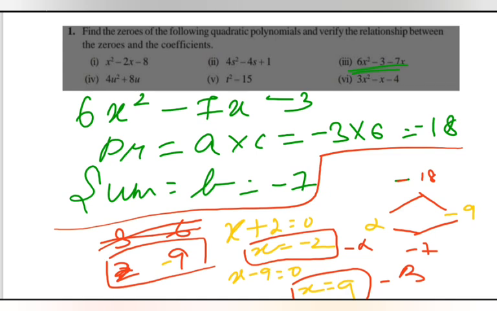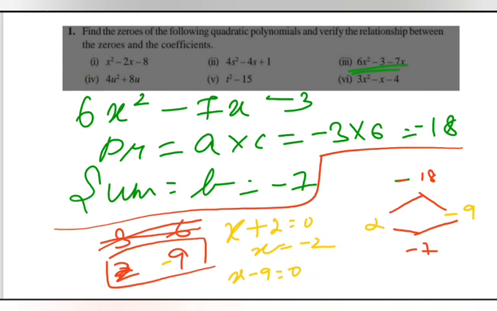Again, I'm sorry guys, very sorry. We didn't check the a. Last time I said that after getting the assumed numbers, we should divide by a, and I forgot to divide it. I'm extremely sorry. So now we should divide by a. Here a is nothing but 6. We got a as 6.